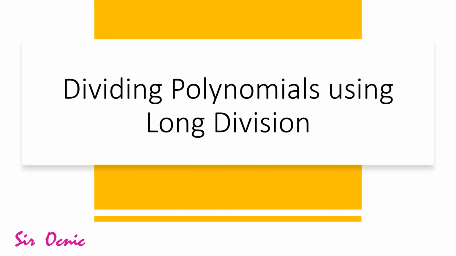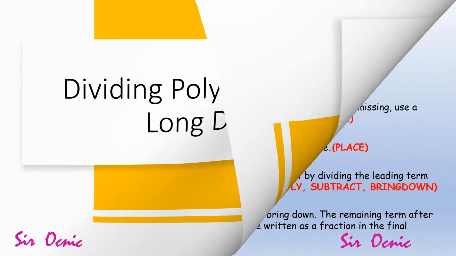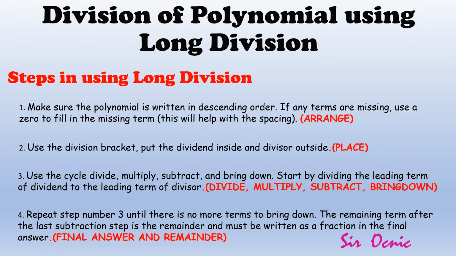Let us now divide polynomials using long division. In dividing polynomials using long division, we have 4 steps. Step number 1. Make sure that the polynomial is written in descending order. If any terms are missing, use a 0 to fill in the missing term.